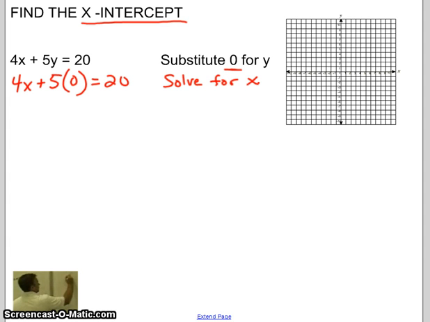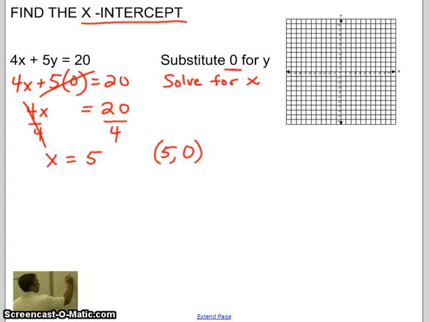5 times 0 is 0, so that goes away. You're left with 4x = 20. Then I solve for x, so I do the inverse, and you get x = 5. So my x-intercept for the line I'm going to draw is x is 5, y is 0. So (5, 0), similar to the example on the previous slide. My line is going to cross at that point right there.